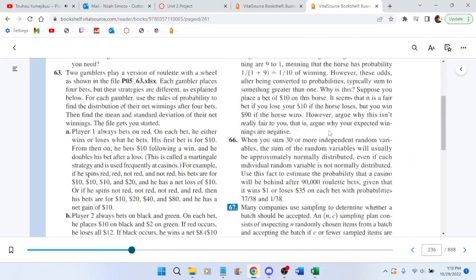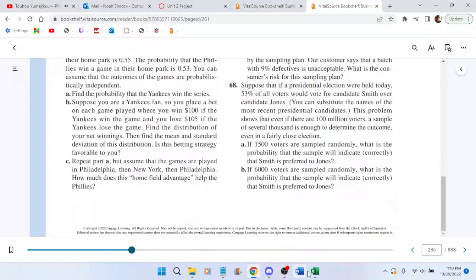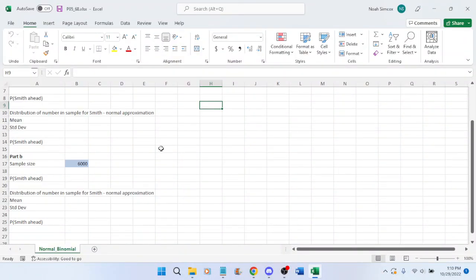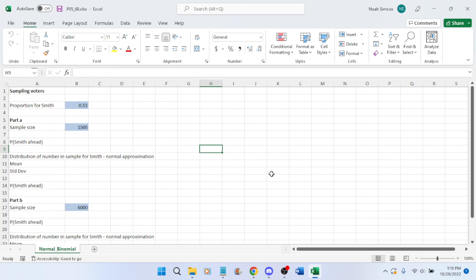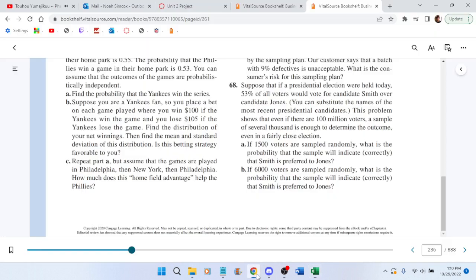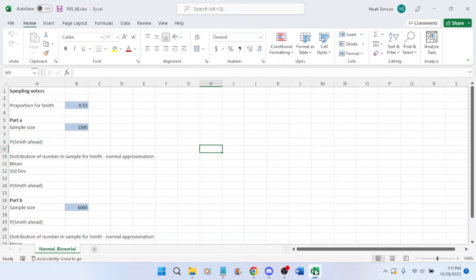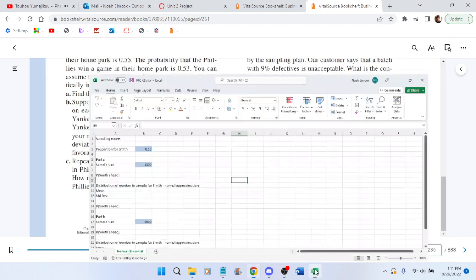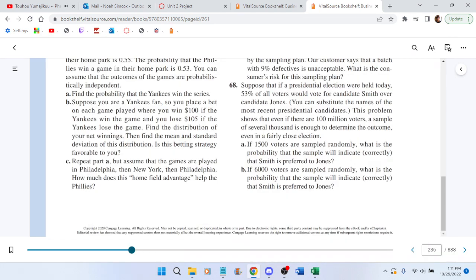69. There's part A and part B. Look at this, there's a whole process to do this whole question. Part A, sample size, 1500. What is the probability that the sample will indicate correctly that Smith is preferred to Jones? Is this really binomial? I guess it is binomial because it's either you win or you don't win.